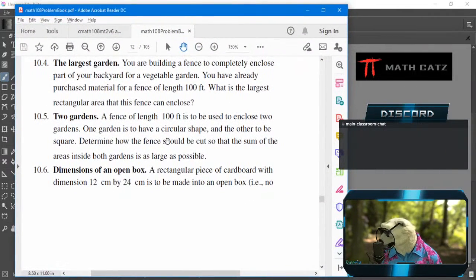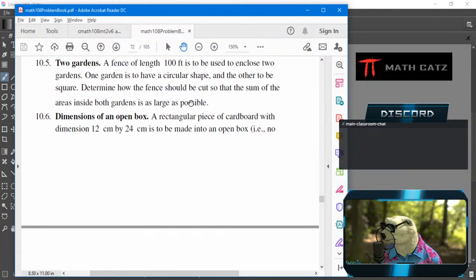Any questions on this kind of question? So we have sort of a geometric situation where I want to maximize, could be an area. Let's see 10.5 just to be sure.